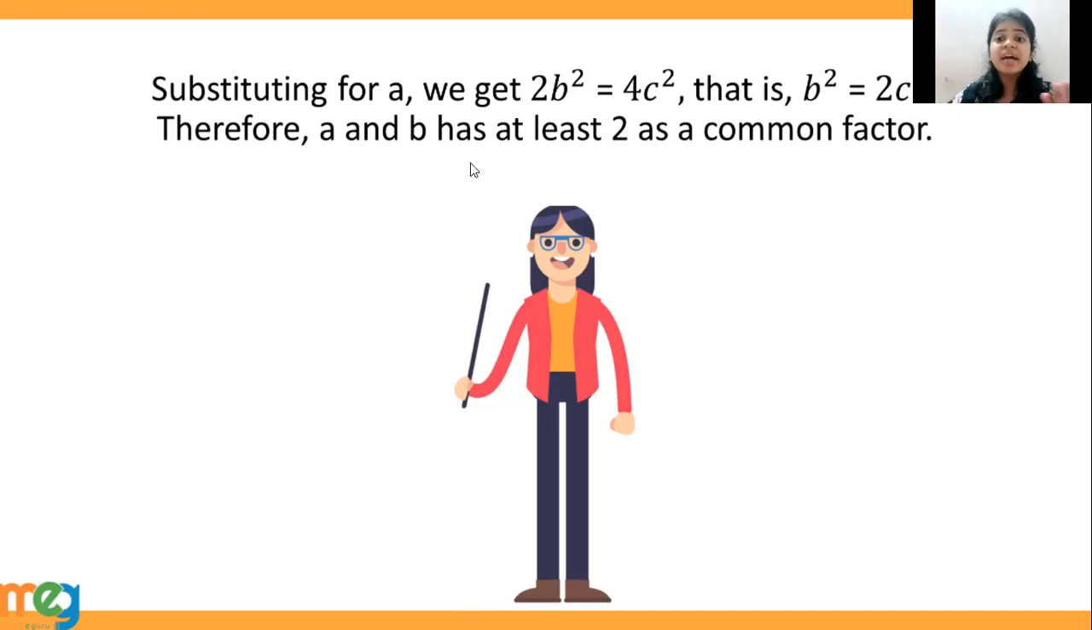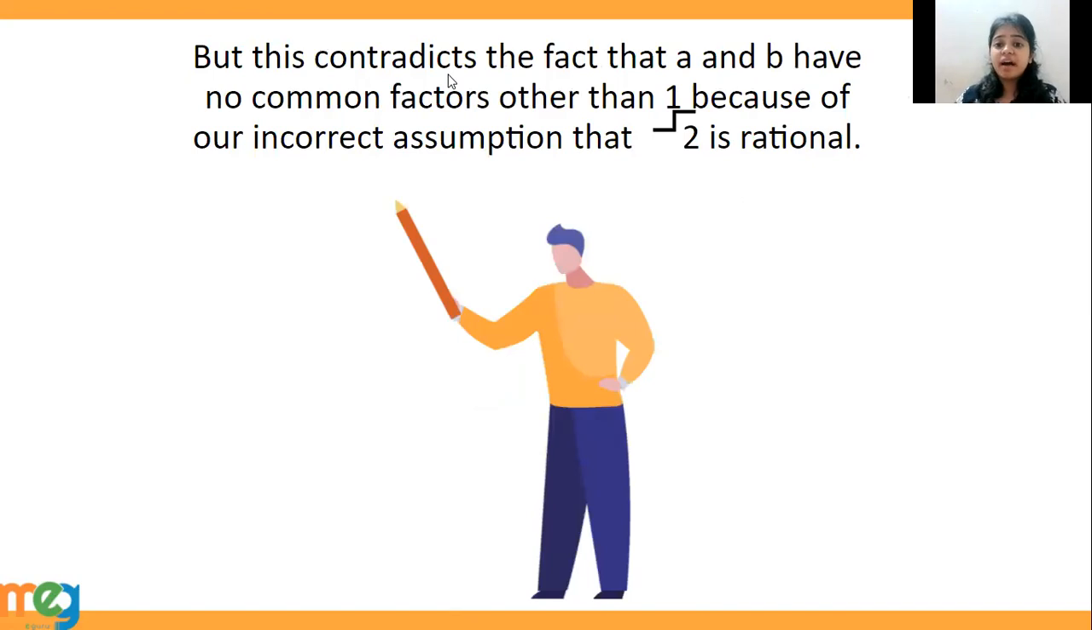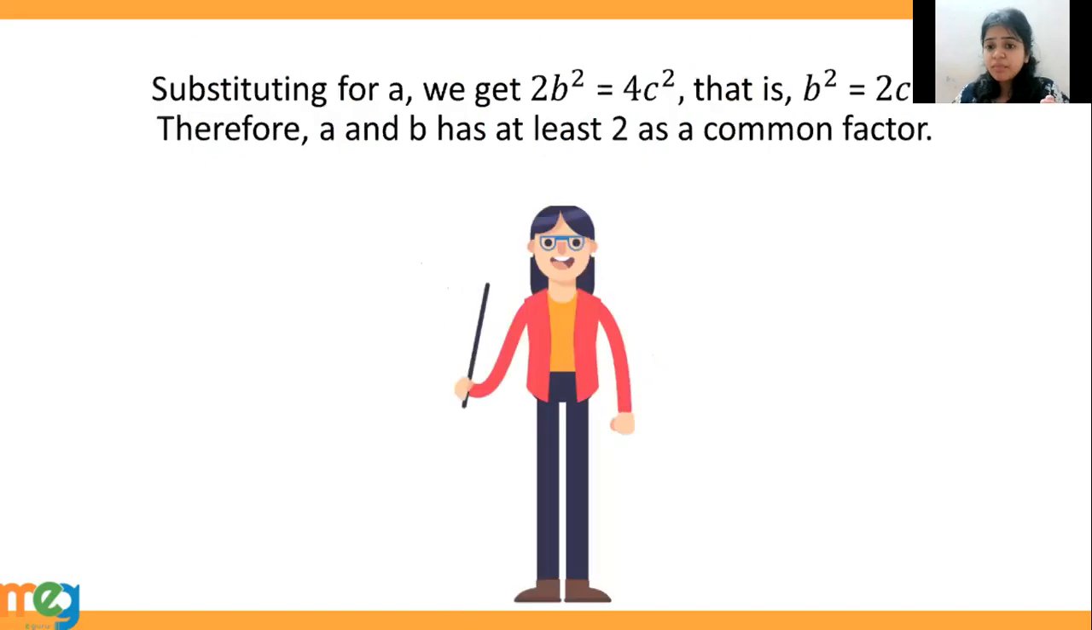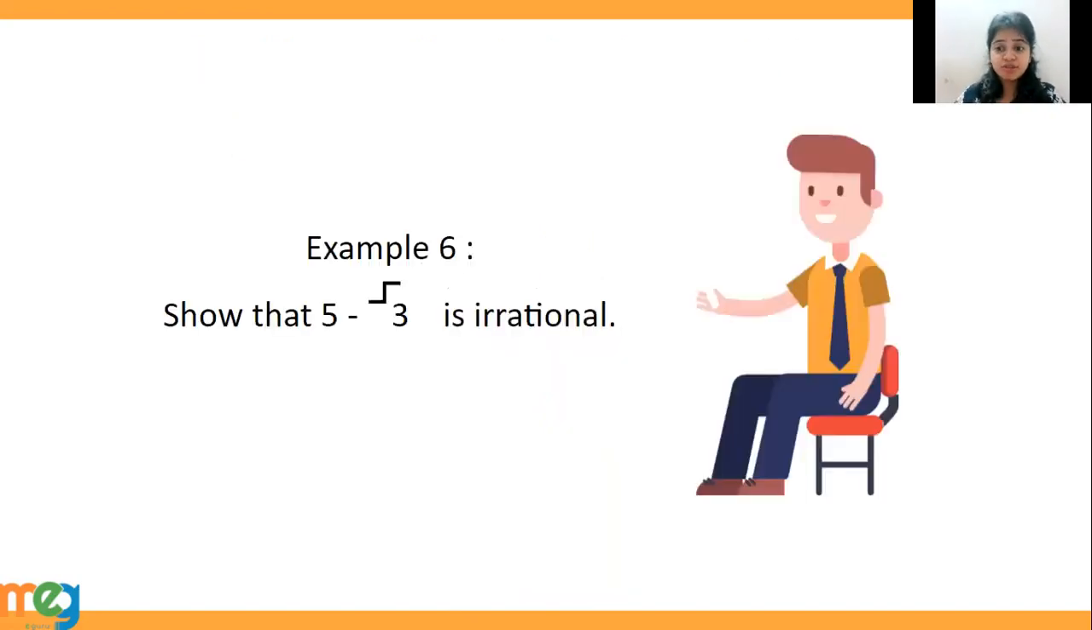Therefore, a and b have at least 2 as a common factor, right? Because 2 is of course there near 2c square, so 2 is at least one common factor. But this contradicts the fact that a and b have no common factor other than 1, because of our incorrect assumption that root 2 is rational. Now you got the point. Since it is not the case, root 2 becomes irrational. Means our assumption was wrong.